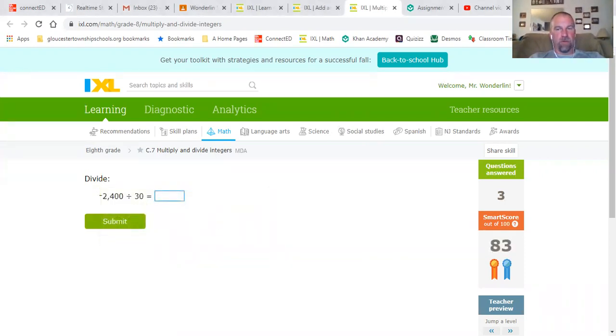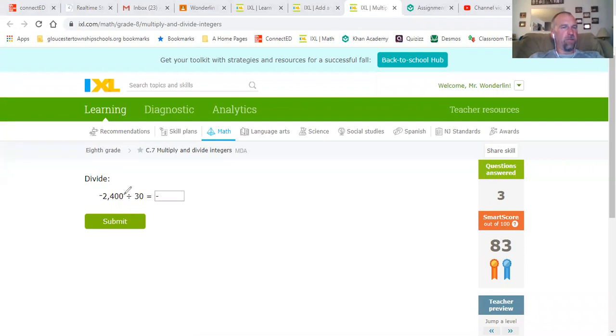And I'll do one more. Oh, actually, I'll do 2 more. I'll do this one too. I didn't see this one before. I like this one because it's 2,400 divided by 30. Well, first of all, I have a negative. I have a positive. I know that in this box, my final answer is going to be a negative something because I have 1 of each. So I'm going to type my negative sign in there, and now I don't have to worry about it. Now I can just worry about the numbers.